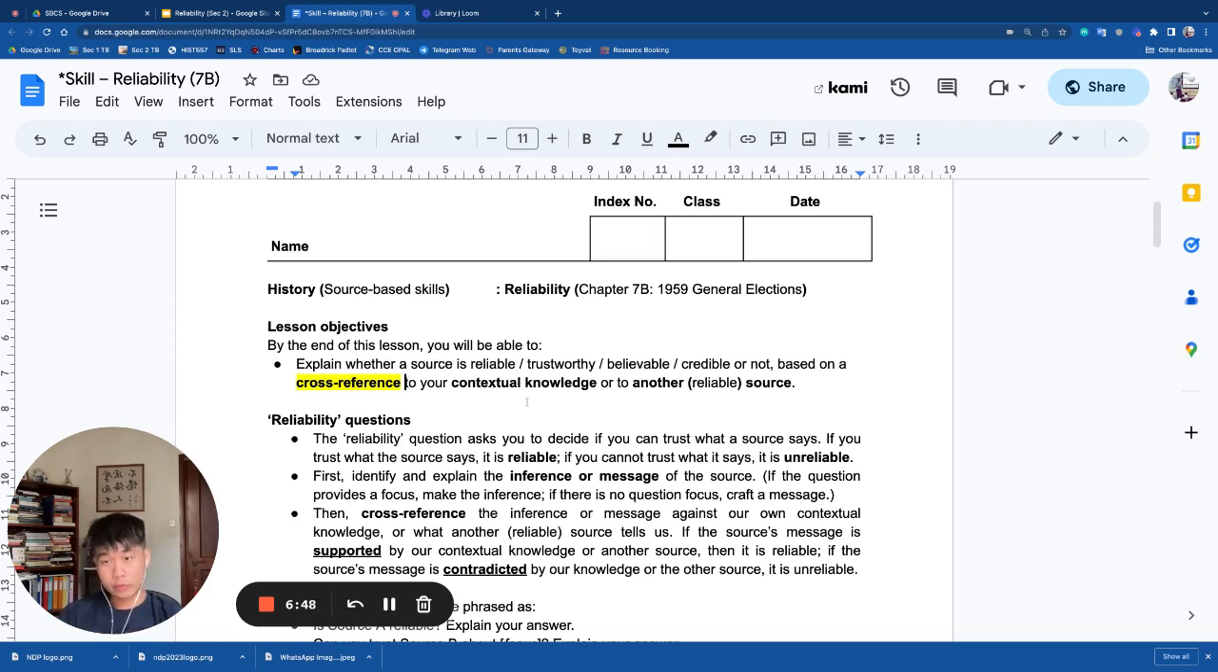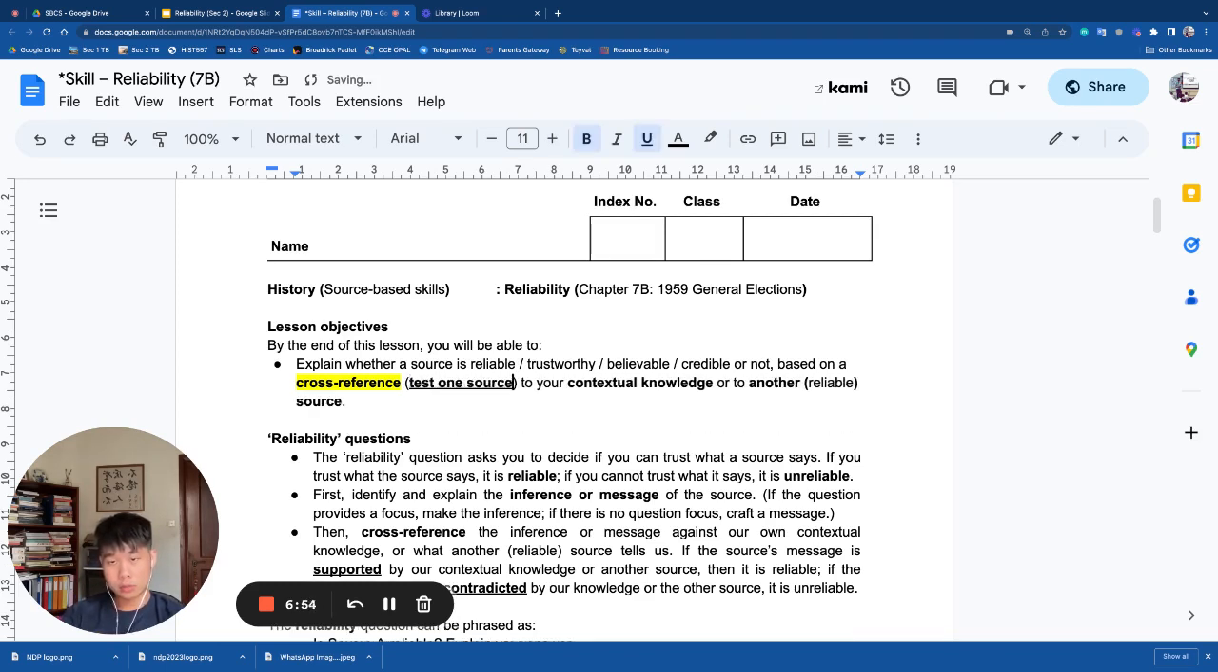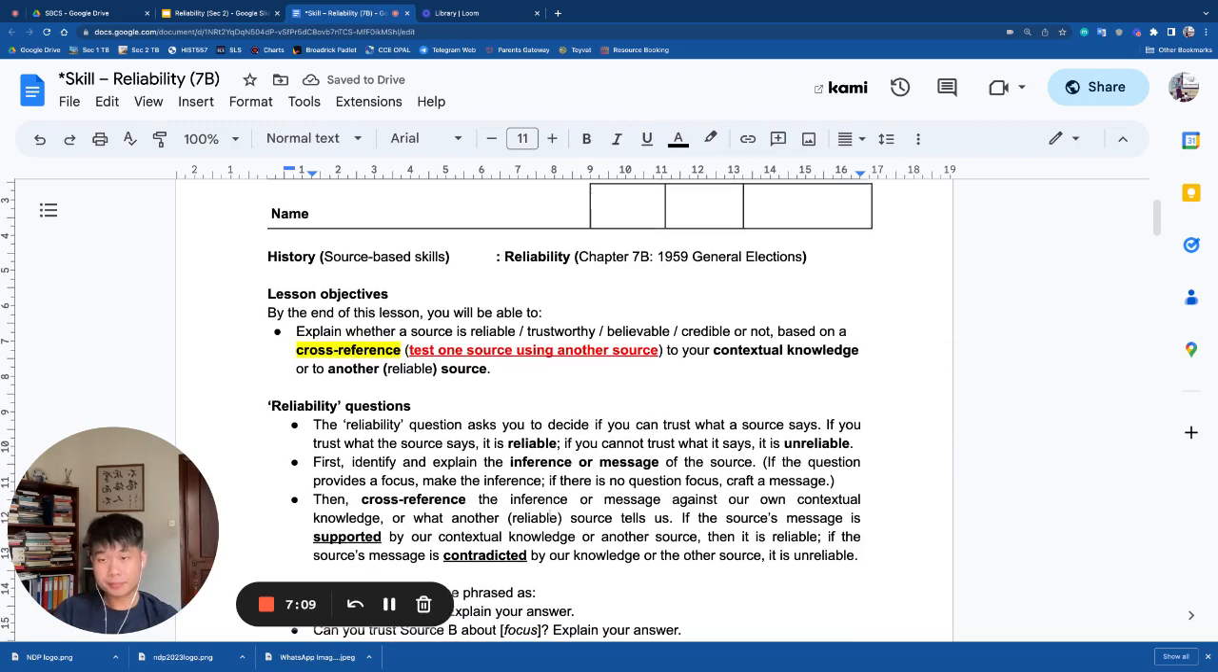So what is a cross-reference? In short, you can write it at the side. A cross-reference is to test one source using another source or your own knowledge. So a cross-reference is to take one source and test it using another source. That's what a cross-reference means.